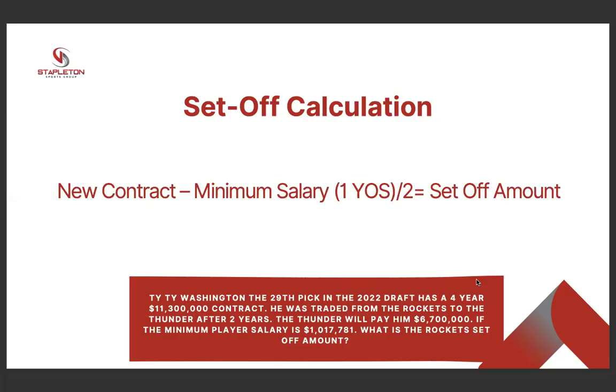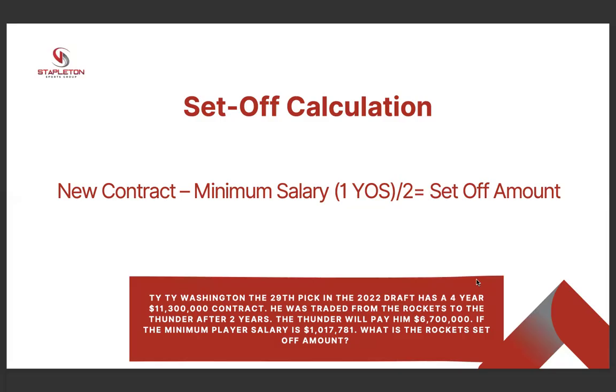So here's a question. TyTy Washington, the 29th pick in the 2022 draft, has a 4-year, $11.3 million contract. He was traded from the Rockets to the Thunder after 2 years. The Thunder will pay him $6.7 million if the minimum player salary is $1,017,781. What is the Rockets set off amount?